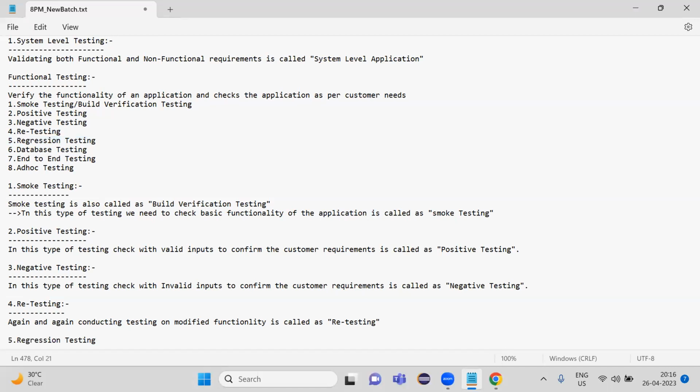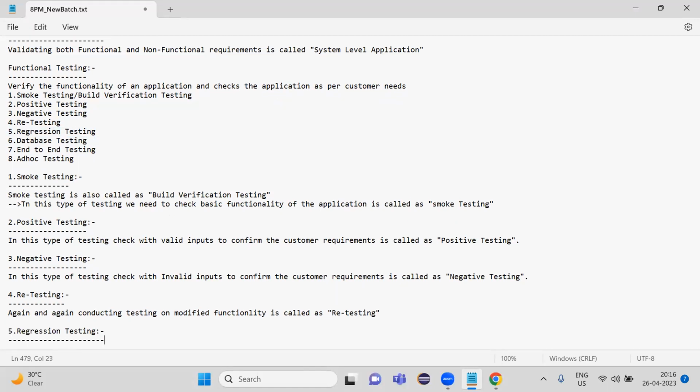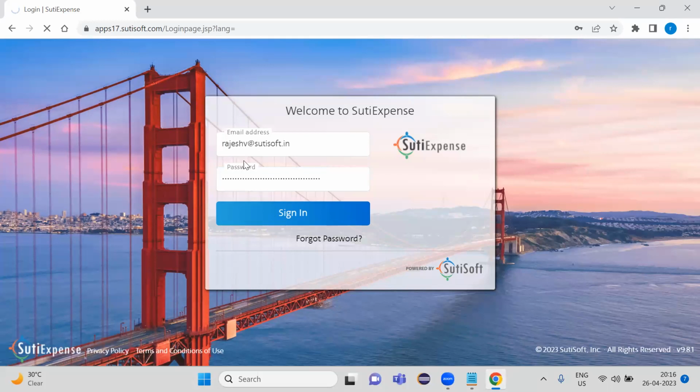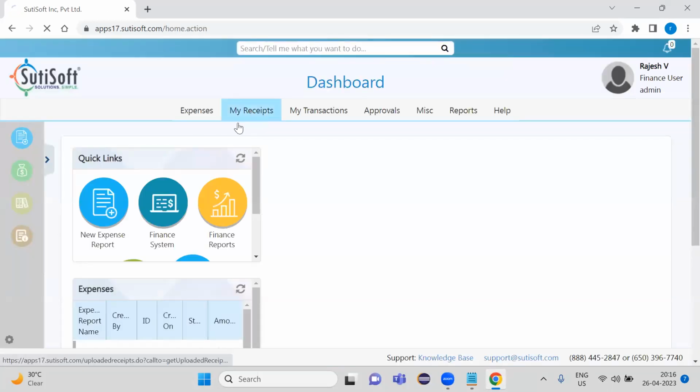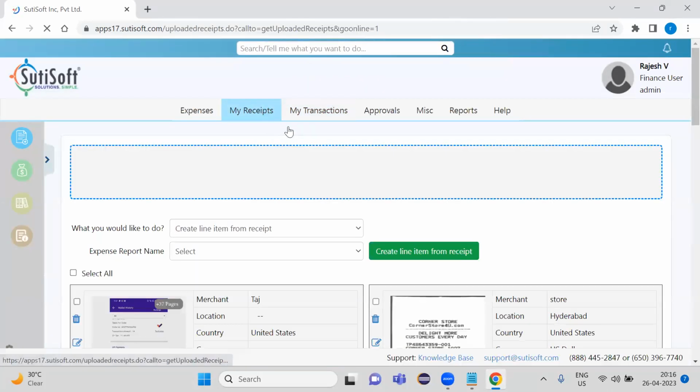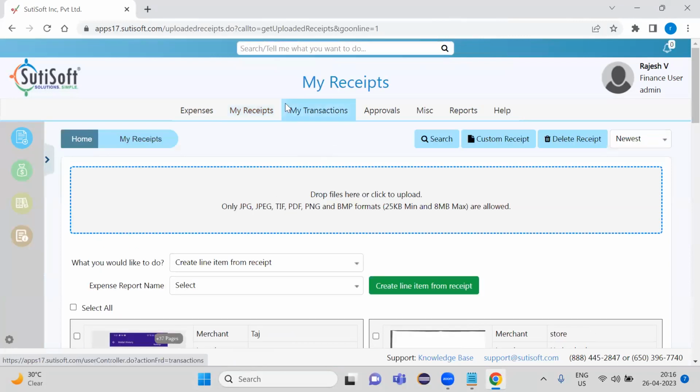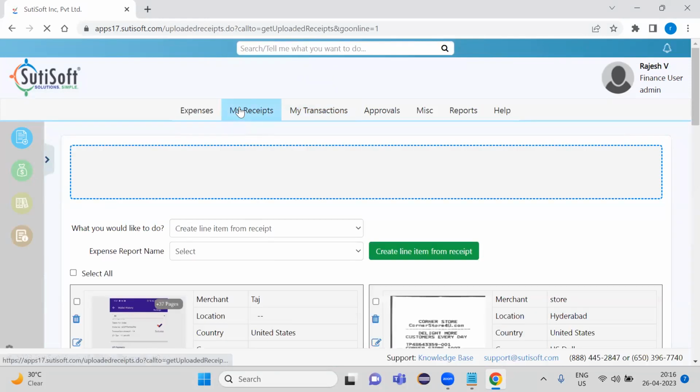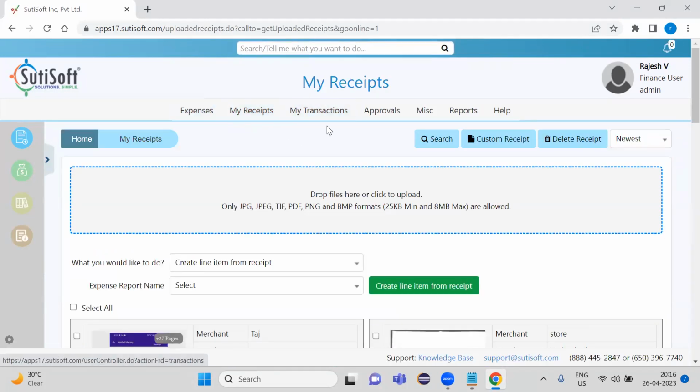Regression is nothing but to check the side effects. Suppose you have posted on my receipts. You may have issues in My Receipts, but there are chances of impact on another module. If there is an issue in My Receipts, there may be chances of impact on which module? My Transactions module. To check the side effect.